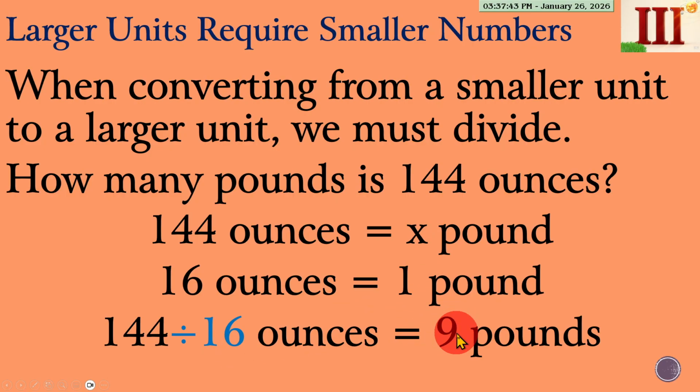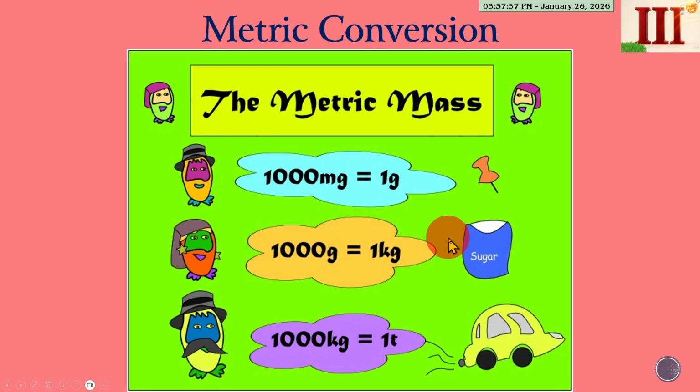So that's pretty much all we did. So when you want the larger unit, you divide, but when you want the smaller unit, multiply. Always multiply or divide by the conversion rate. Line up your units properly, and you should not have a problem.